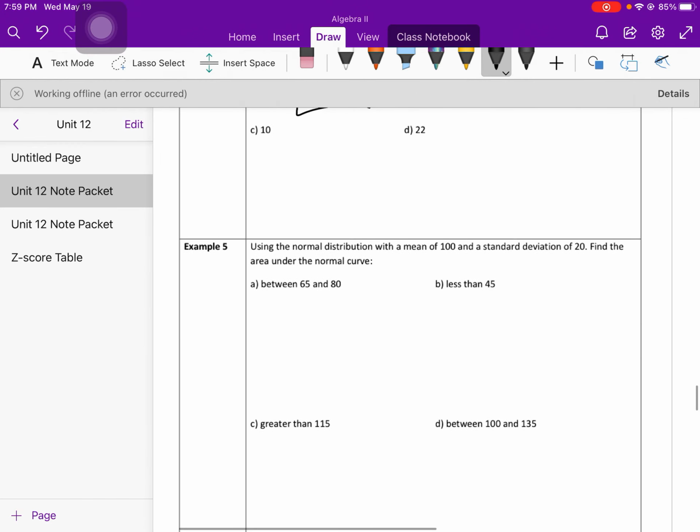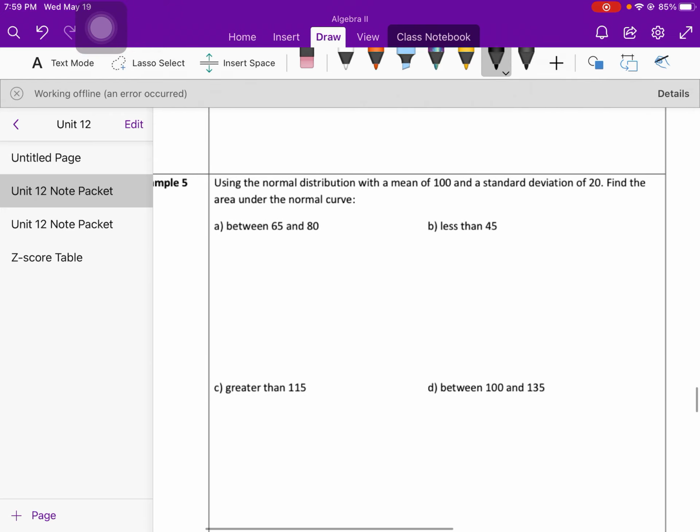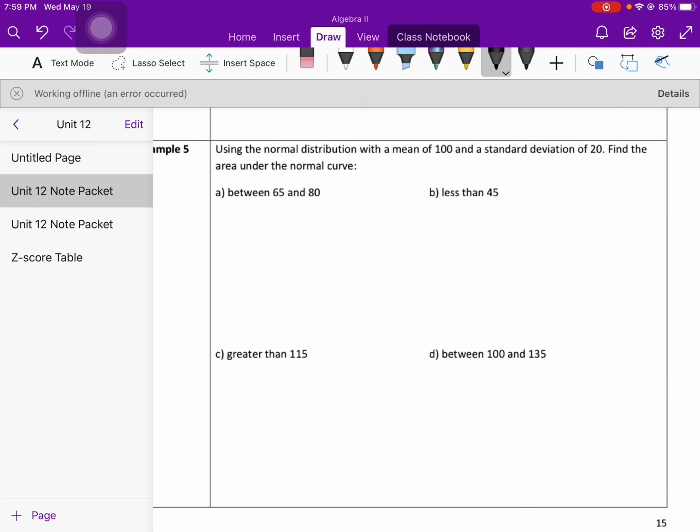So you get the idea. I don't think I need to go through 10 and 22. There are a couple more confusing examples in example 5, so we're going to see this process again.